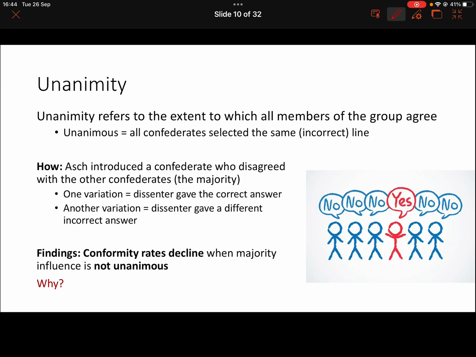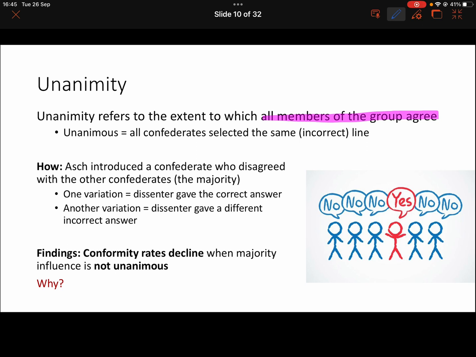The next variable that Asch investigated is unanimity. You would have heard the phrase unanimous before. If you are unanimous, then it means that you're united in your opinion. It means that every member of the group agrees. So unanimity is testing whether the group is unanimous or not.